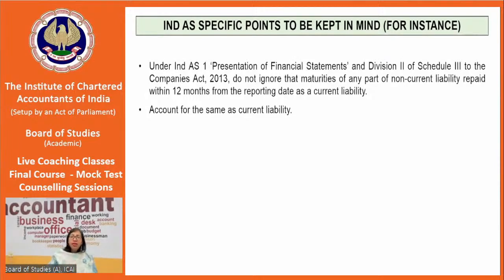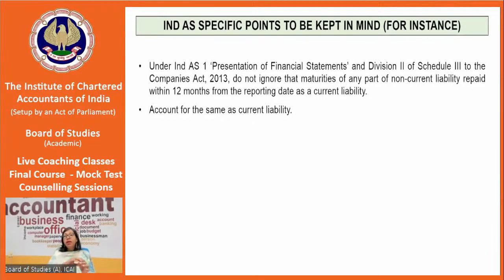This is very basic. I believe every student understands the concept of current and non-current: current assets, non-current assets, current liability, non-current liability. Still, when it comes to preparation of financial statements, students make mistakes. The general mistake in this standard is when there is one item which has an element of both current and non-current. In that situation, they make mistakes.